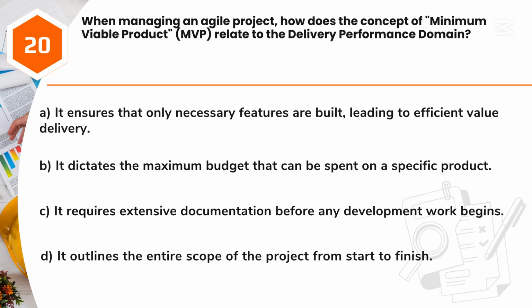Question 20. When managing an Agile project, how does the concept of minimum viable product, MVP, relate to the delivery performance domain? A. It ensures that only necessary features are built, leading to efficient value delivery. B. It dictates the maximum budget that can be spent on a specific product. C. It requires extensive documentation before any development work begins. D. It outlines the entire scope of the project from start to finish.